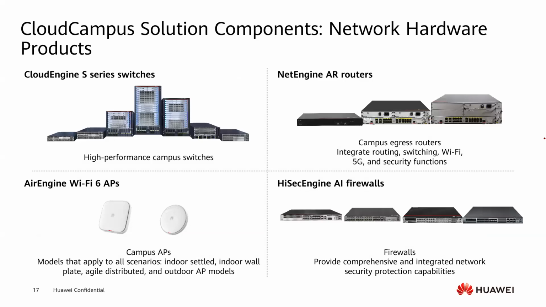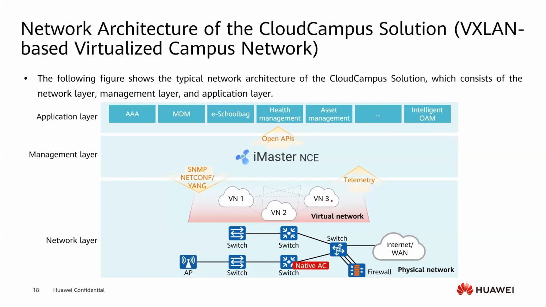The devices we suggest you use in our solution are the Cloud Engine S series switches, the Net Engine AR routers, and Hexagon Engine AI firewalls. Also, for the Air Engine Wi-Fi 6 APs. For these 4 kinds of series devices, we suggest you use them in the Cloud Campus networks. And that is about our solution we used on our scenario.